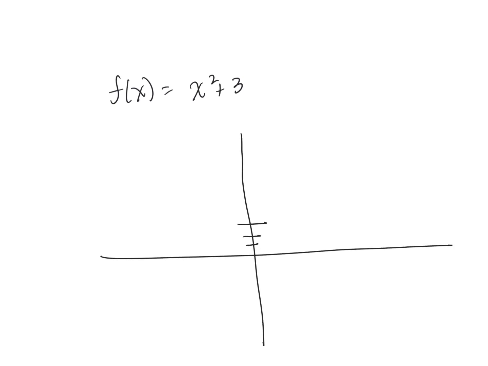display my function. So let's say I had f of x equals x squared plus 3. If I wanted to graph that, I'd have my 3 here. I'd go up 3, over 1, up 1, up 1, over 2, up 4. And I would have my parabola looking like that.